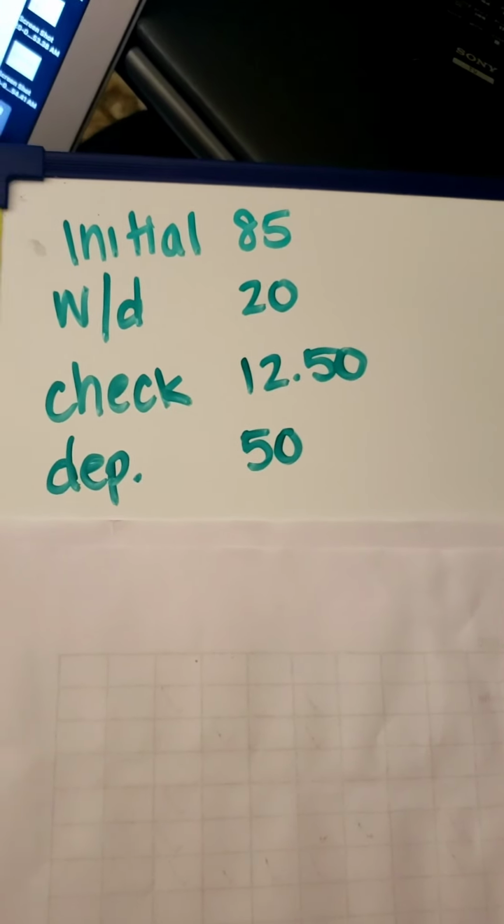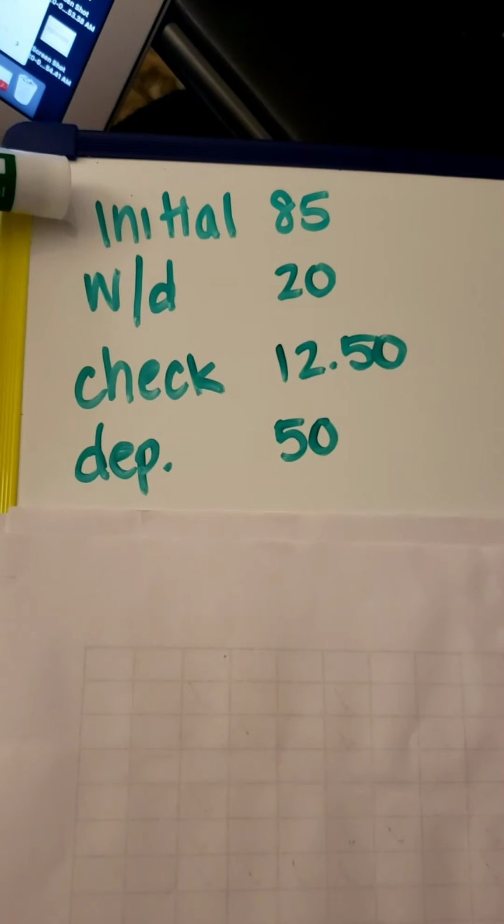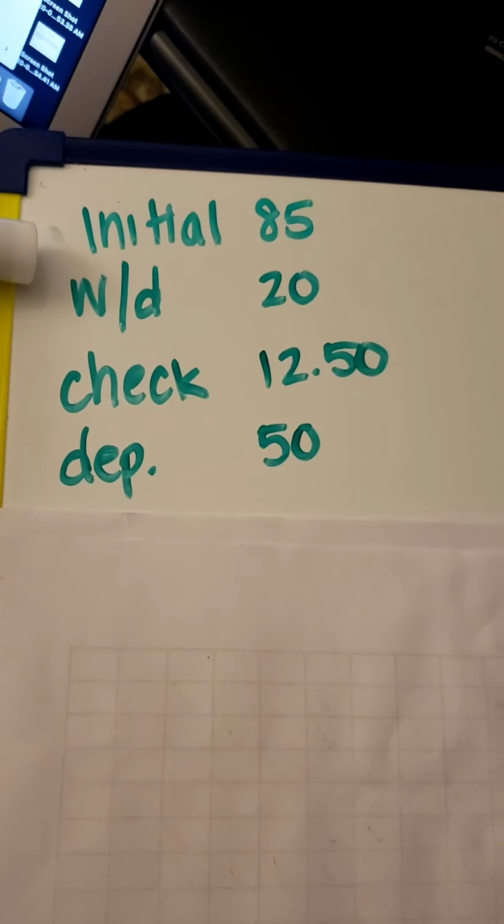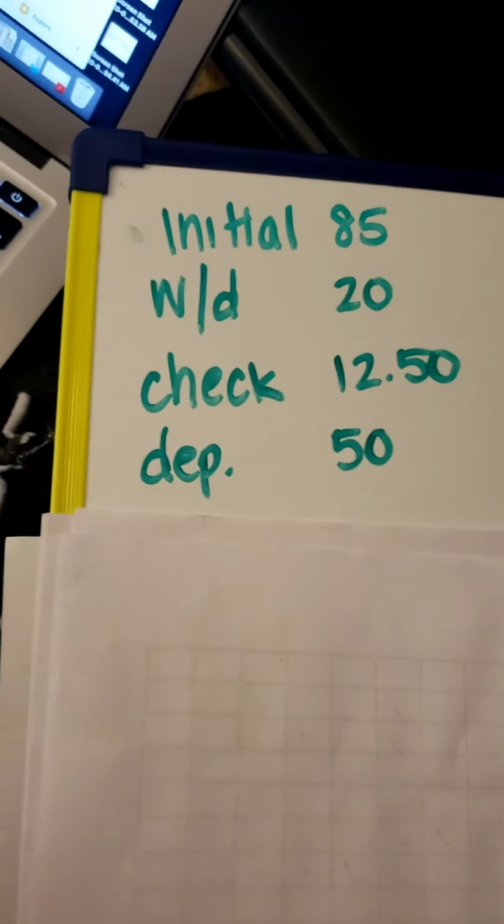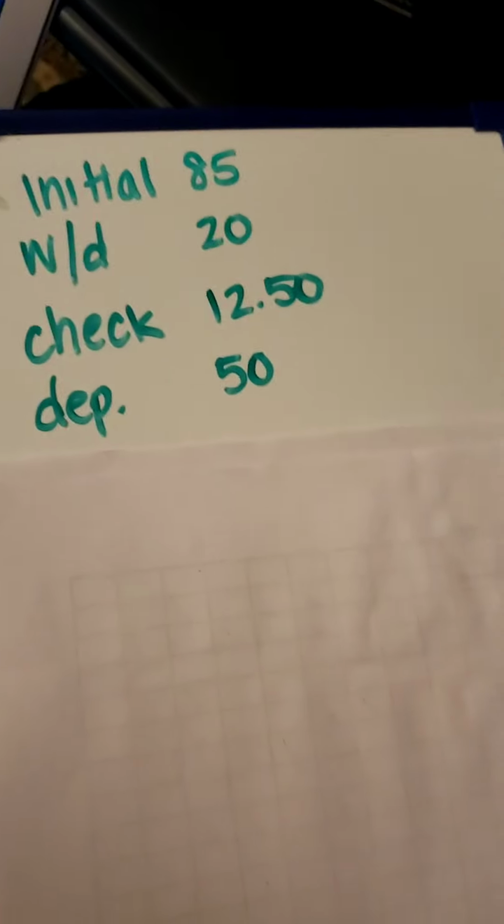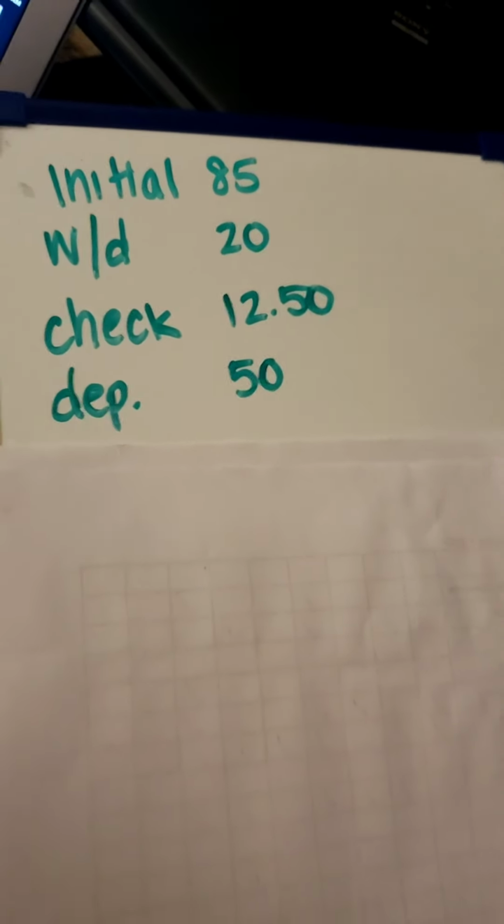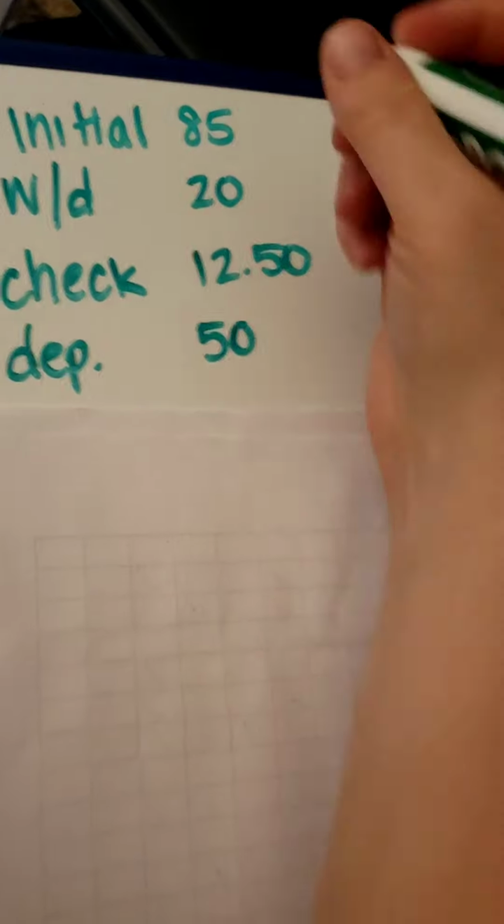All right guys, last problem I'm going to do now. Alyssa saved up enough money to open a checking account. Initially, she deposits $85. Then she withdraws $20, writes a check later for $12.50, and deposits $50. So this is basically just addition and subtraction. You just have to decide which numbers are positive and which numbers are negative.